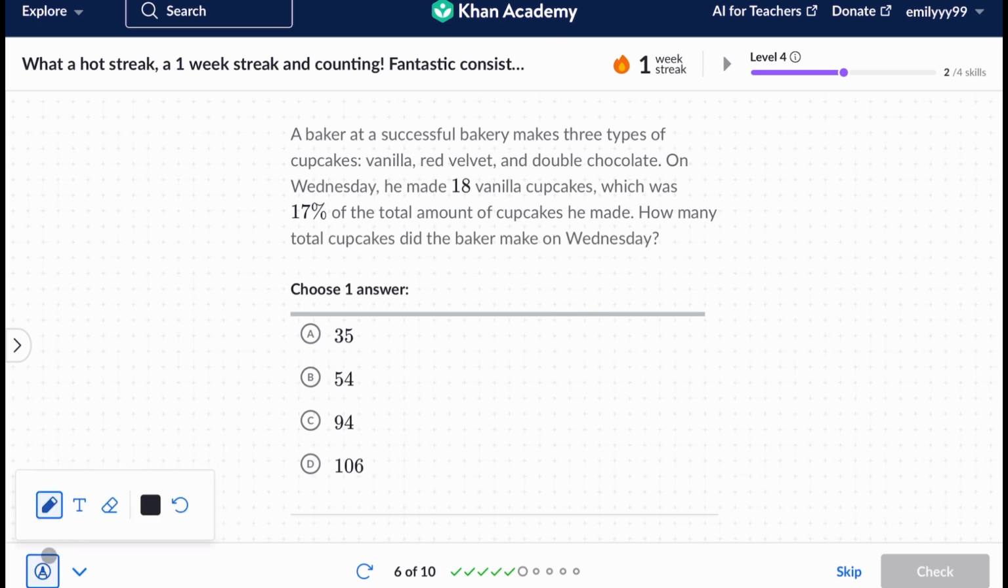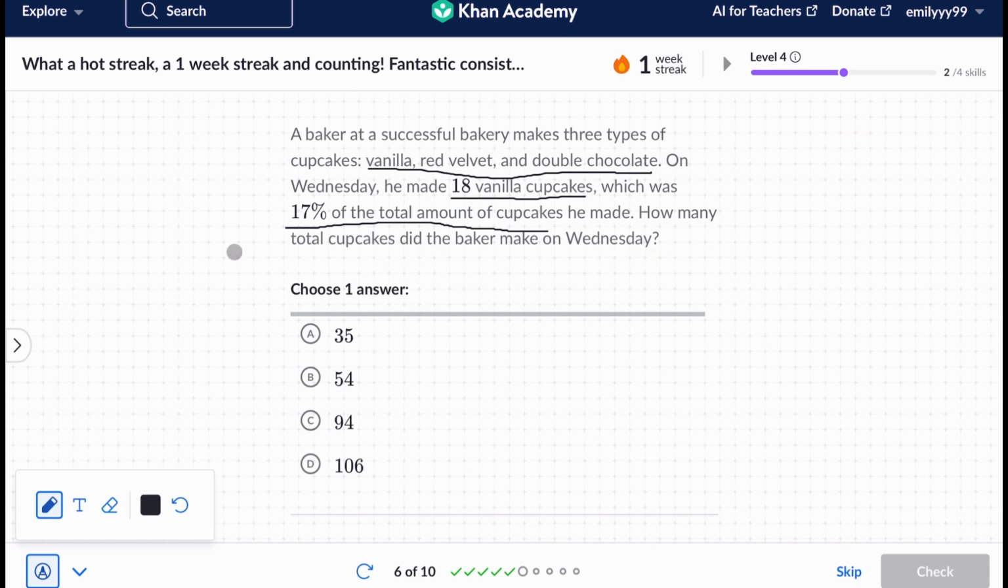So let's underline all the info we have. We know he makes 3 kinds of cupcakes. And on Wednesday, he made 18 vanilla cupcakes, which is only 17% of the total amount he made. Sorry if my highlighting is kind of bad. And so we just want to know how many total cupcakes he made on Wednesday.